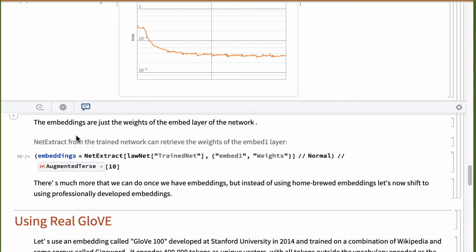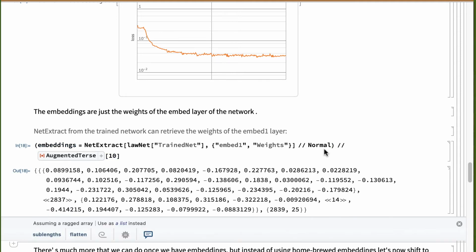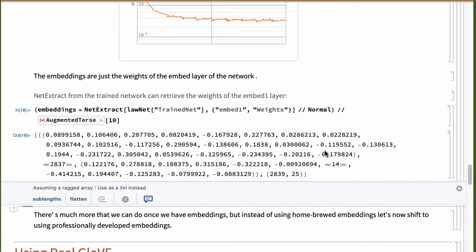Okay, so we can get our embeddings now. And the embeddings, remember, are just the weights of the embed layer of the network. So we'll use net extract, and we want the weights of the embed layer. You remember that comes out as that weird numeric array thing. So we'll take the normal of it. And there they are. That's the meaning of the Supreme Court cases.